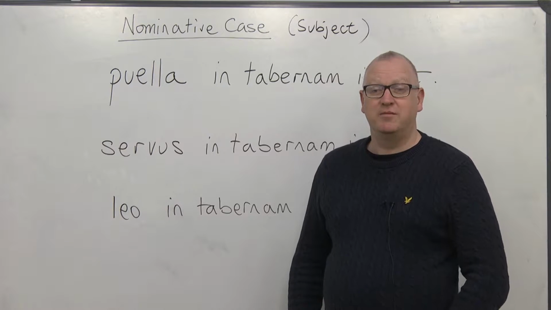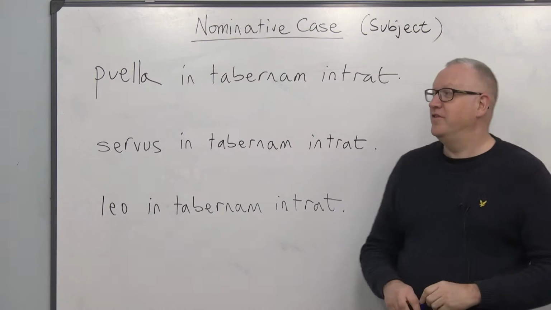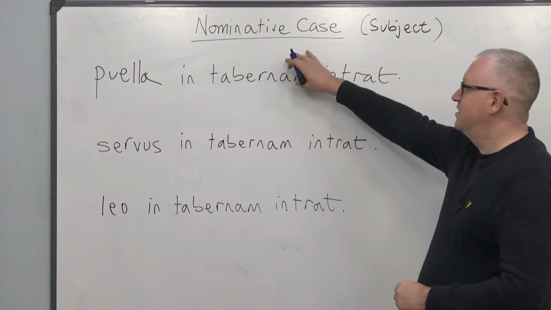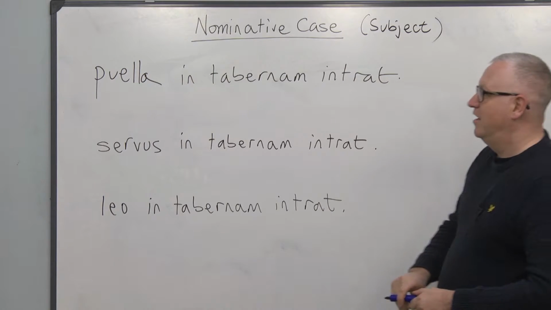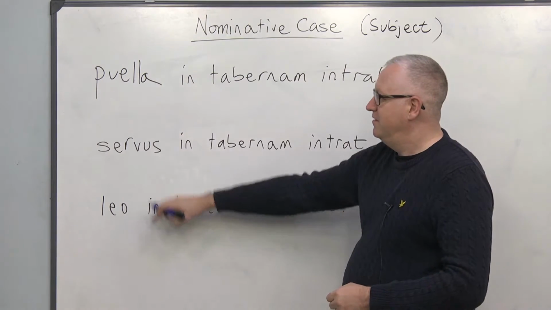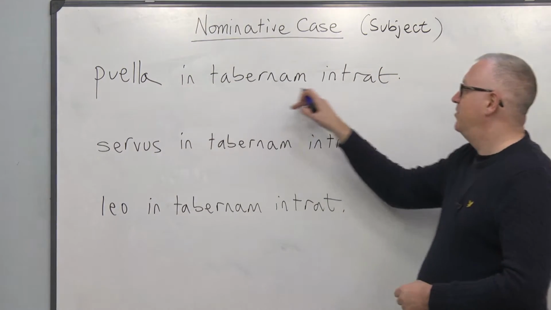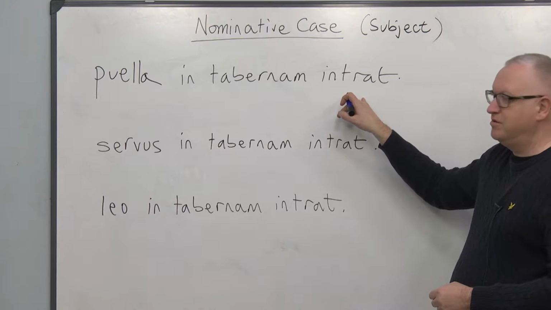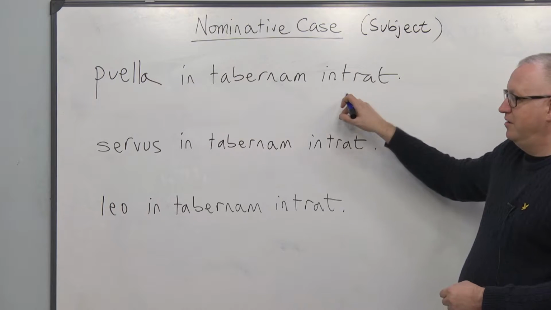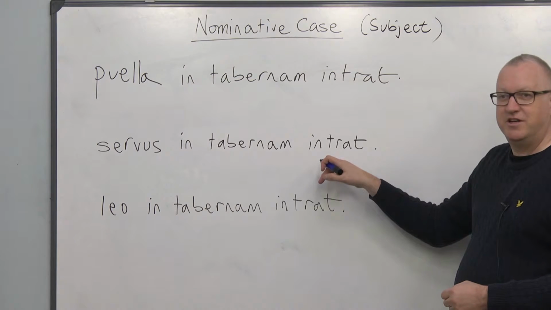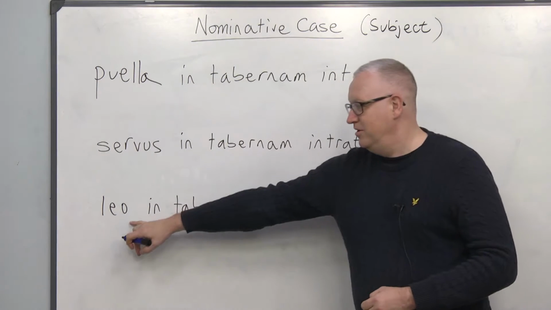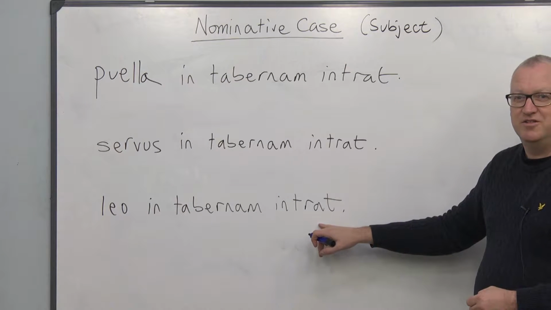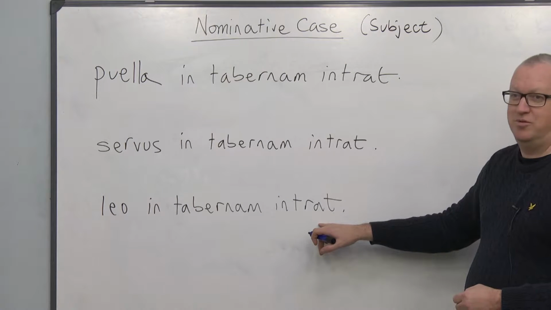I'm going to be talking a little bit about Latin cases. So first of all, we're going to look at the nominative case, which is the one that we use for the subject of the sentence. We've got three sentences here. We've got puella in tabernam intrat. The girl goes into the shop. We have servus in tabernam intrat. The slave goes into the shop. And we have leo in tabernam intrat. The lion goes into the shop.